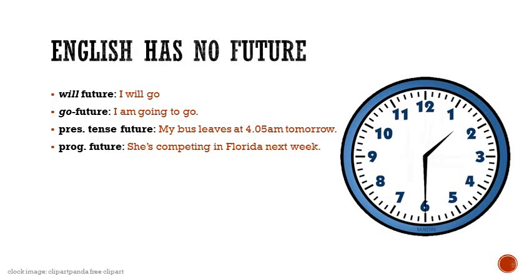Sort of similarly, we can use the progressive, and this can convey the future, so the progressive tense future. "She's competing in Florida next week." Again, it's only because there's that time-related word, "next week," that we take this to mean the future. If I said "she's competing in Florida right now," it would just be the regular present progressive. So with those last two, the only reason that we interpret them as meaning the future is that we need these words like "tomorrow" or "next week." But as long as you have those words, then you are able to use the present tense or the progressive tense to convey the future. So even though we don't technically have a future tense in English, we do just fine without it.